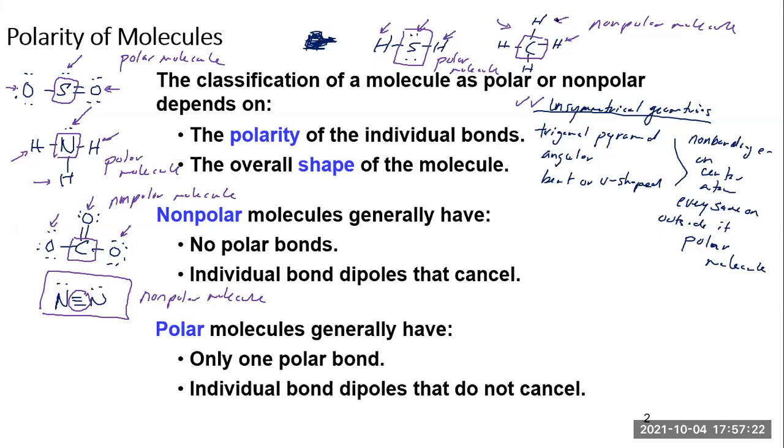That's probably the best way to do molecular polarity. Draw a good Lewis structure, look for dots or no dots, and what's attached on the outside. Question on molecular polarity there?